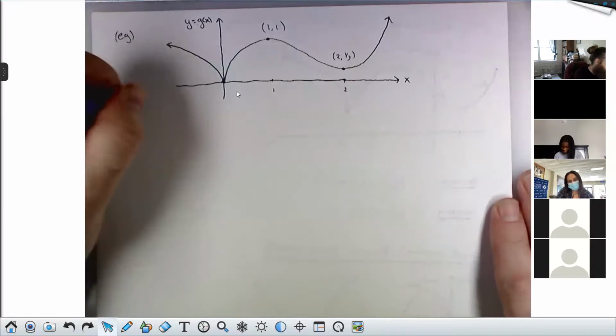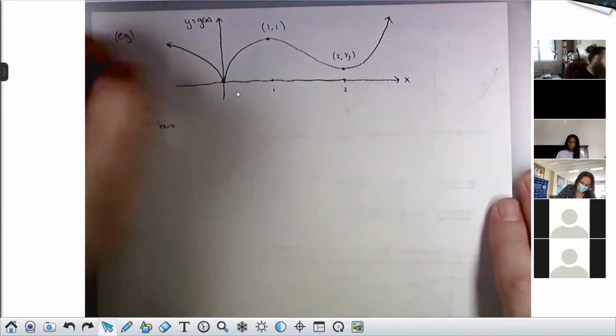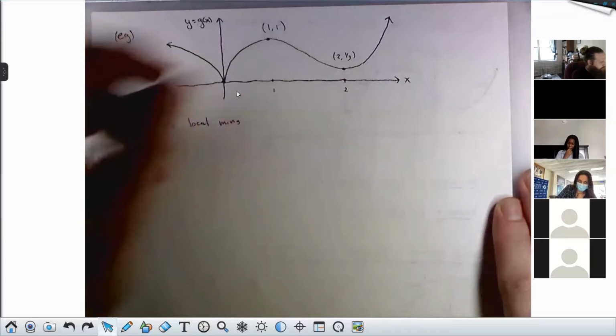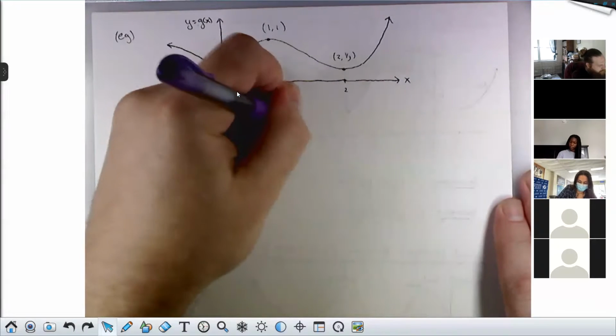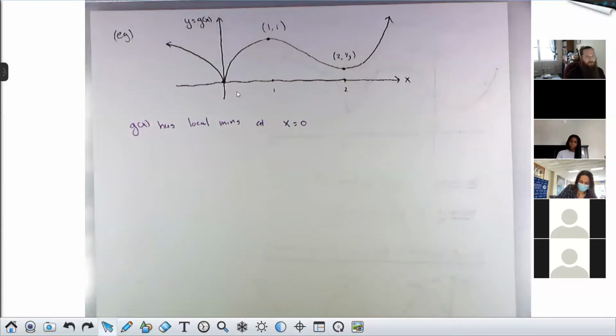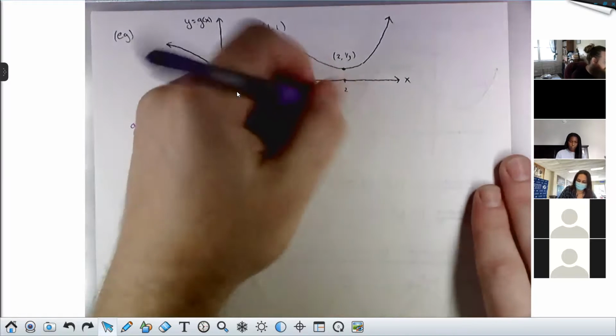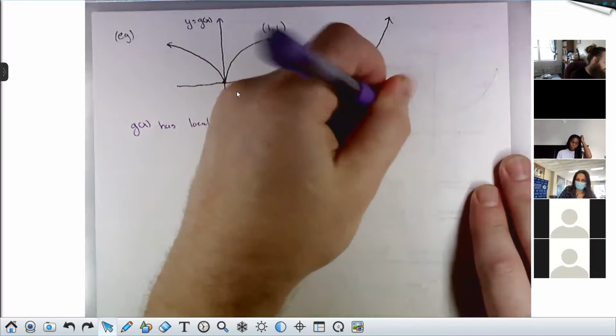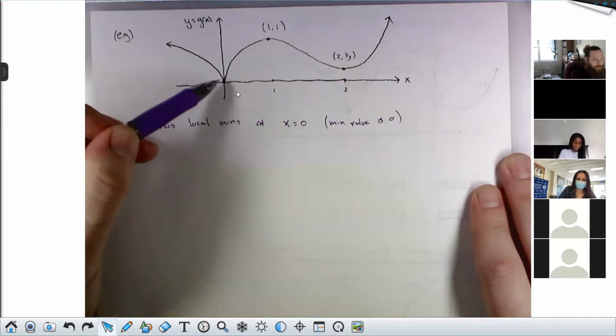So g of x has local mins, and one of them is at x equals 0. The other thing I wanted to do with this example is give you the vocabulary we use. If I ask you, where is the min? I'm asking for the x value. Remember, where always means what's the x value. If I ask you, what is the min value? Then I'm asking for the y value. So at x equals 0, the min value is 0 there, right? Because this is the point 0, 0.